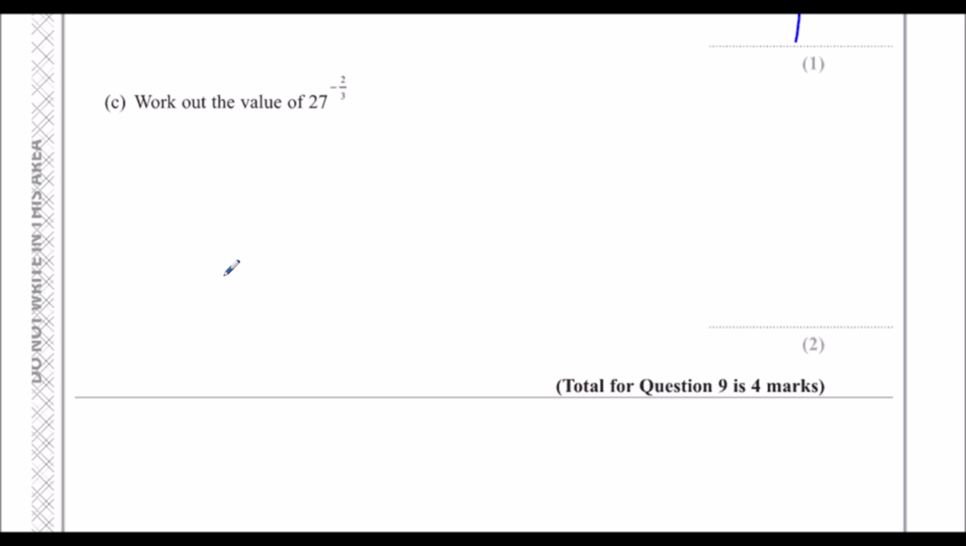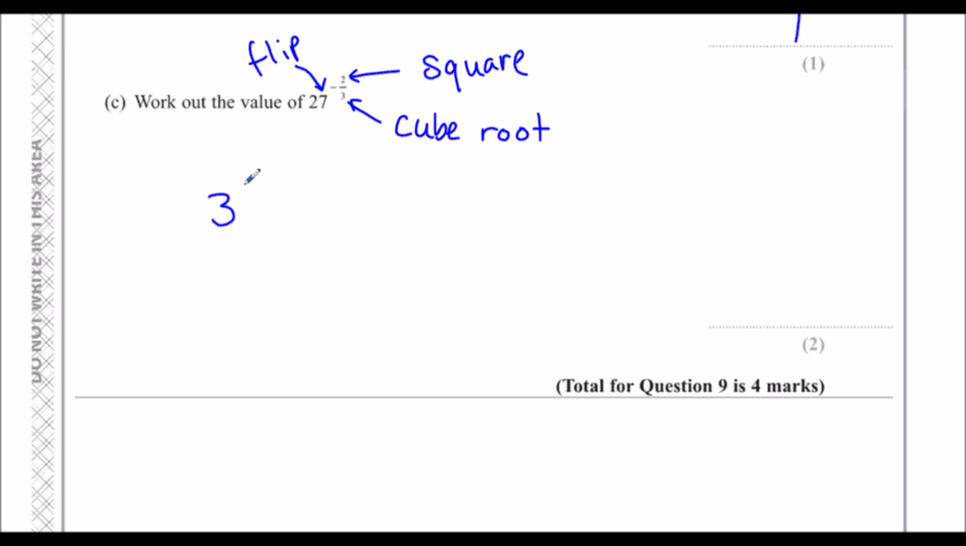And part C, work out the value of 27 to the power of minus 2/3. So the 3 on the bottom, the thirds, that's a cube root. A 2 means square, and the minus means the reciprocal, or flip it over. So we're going to cube root 27, which is 3. Then we're going to square it, so 3 squared is 9, and then we're going to flip it over, so we get 1/9.